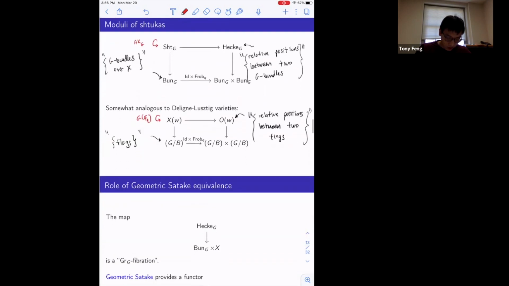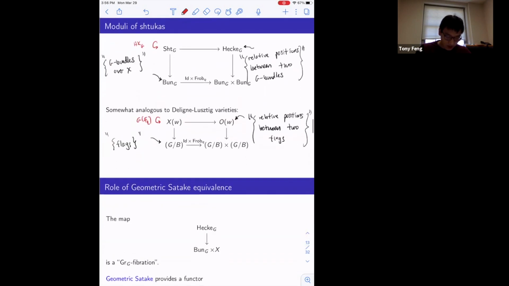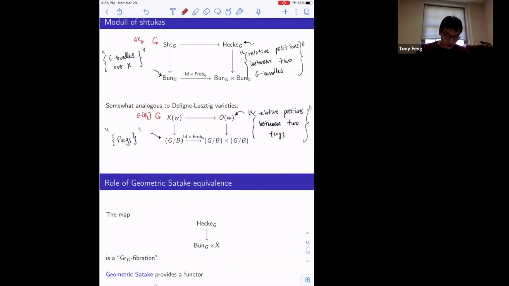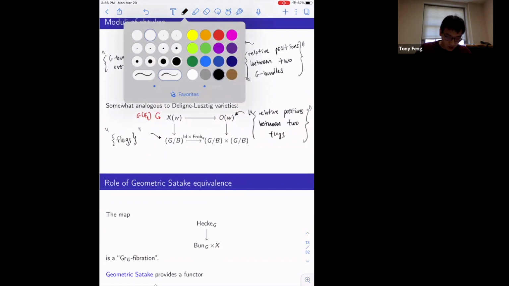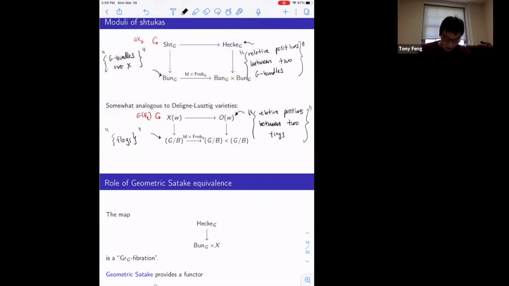One thing which I did want to emphasize about this is the role of the geometric Satake equivalence. So it turns out that this Hecke-stack lives in a natural way over BunG times the curve X, and it's a kind of Grassmannian fibration. So it's morally a flat family whose fibers are the affine Grassmannian for G.